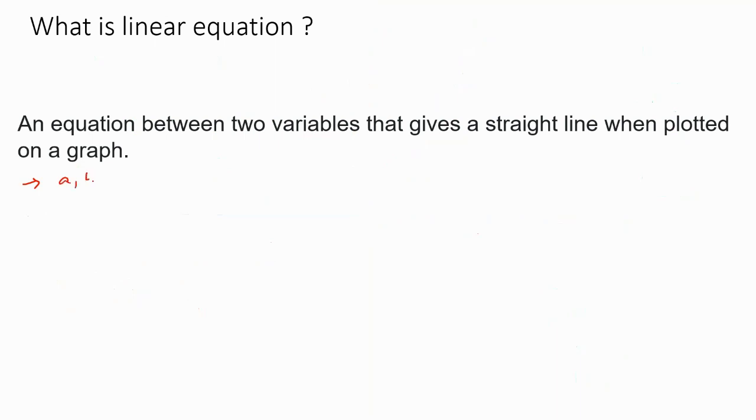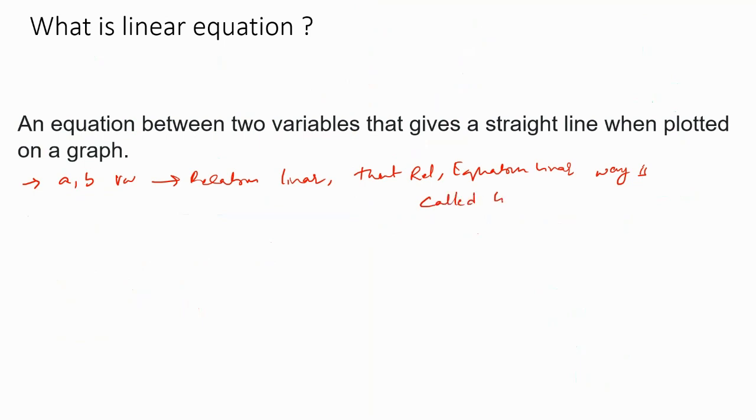For example, we came to know that the variables a, b are related in a linear way. So that relationship or an equation which is defined in a linear way is called a linear equation.